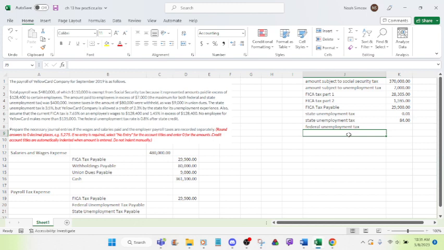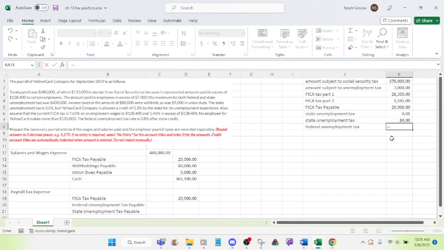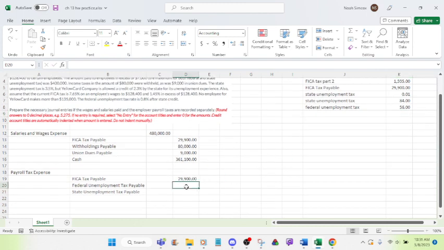Gosh dang it. I'm just going to say it's 0.8% of 7,000. Watch it be wrong. 56.84.